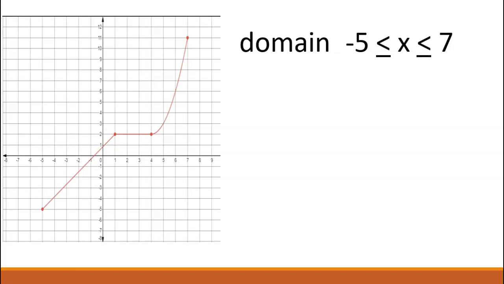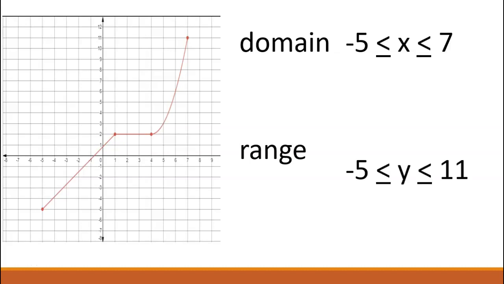Now, moving up along the y-axis, you can see that the range of this graph is -5 less than or equal to y less than or equal to 11. Once again, consider how this range would change if the horizontal segment from 1 to 4 was removed. Did you notice that removing the horizontal segment between 1 and 4 changes the domain, but not the range? Why is this so?